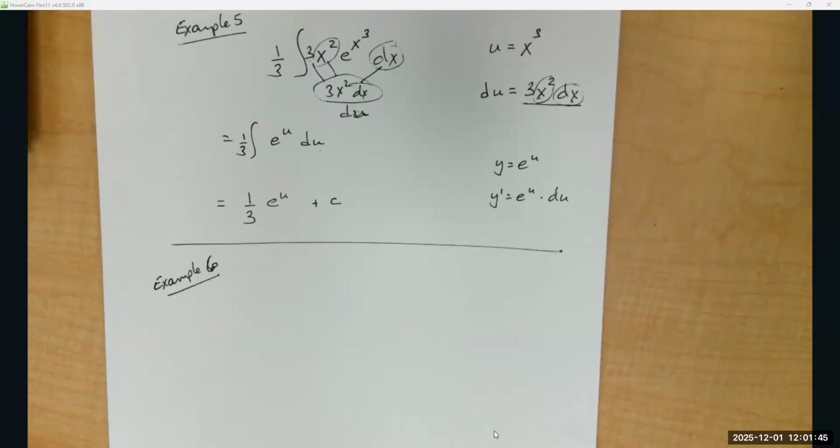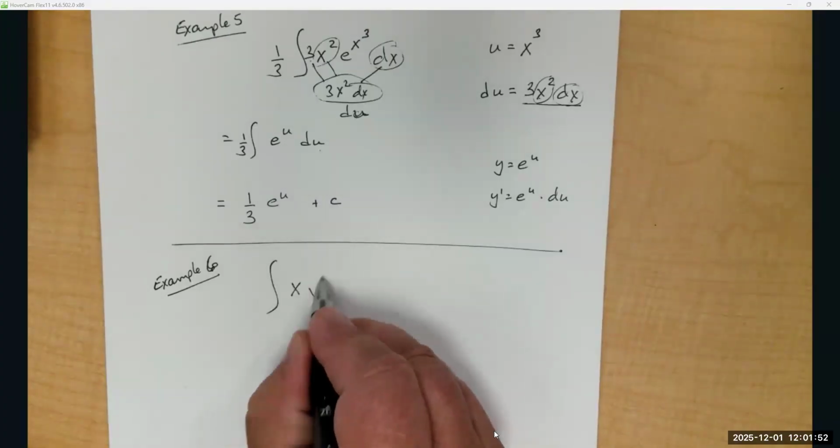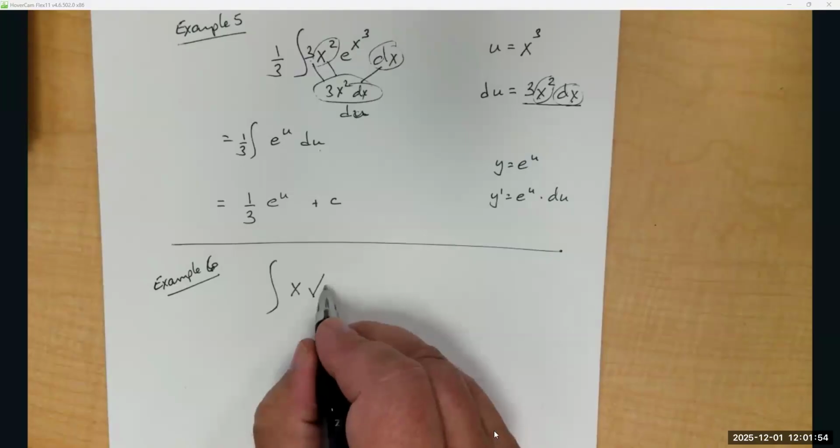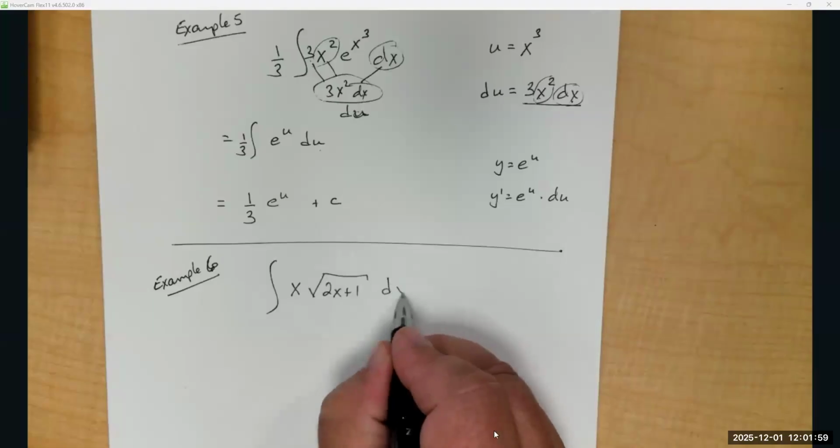Not on dead week. Example 6: the integral of x square root of 2x plus 1 dx.